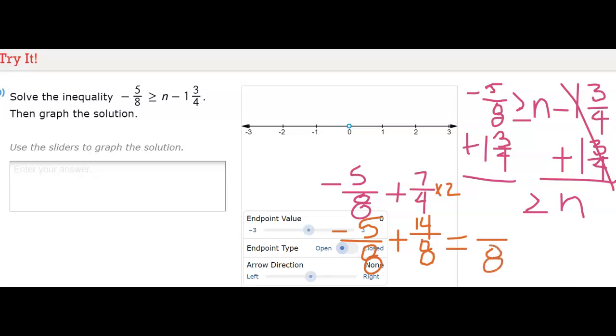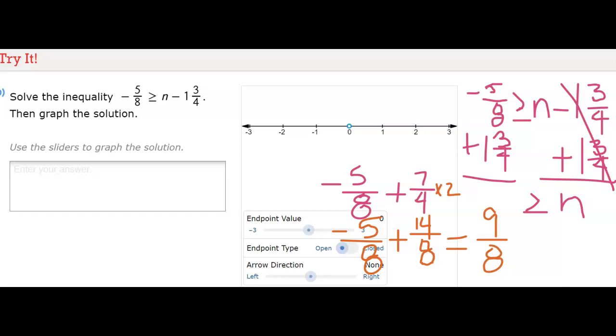So now I can add this straight across. My denominator stays the same. So I have negative 5 plus 14. And so 14 minus 5 is going to give me 9. And so we have positive 9/8 because my 14 is greater than my negative 5. So my answer will be also positive. And so we have 9/8. And I'm going to make my 9/8 that's going to be greater than or equal to the n. And I'm just going to make that a mixed number.